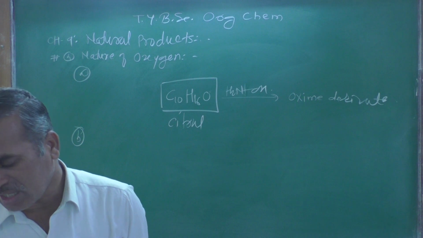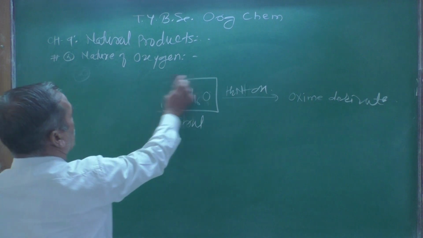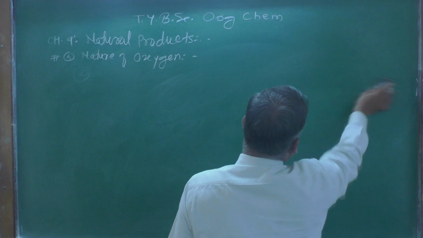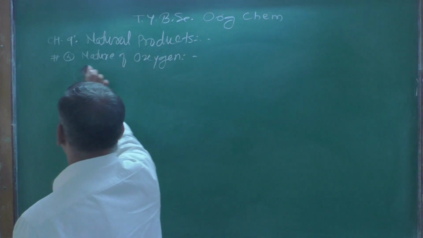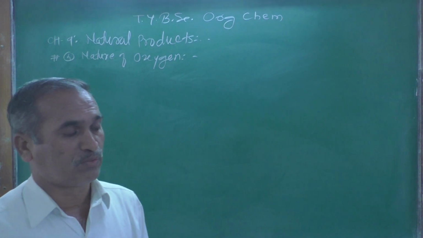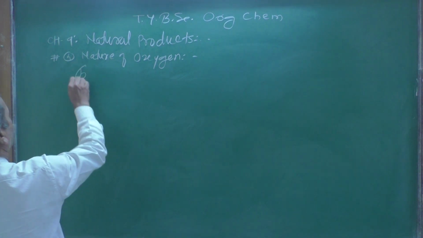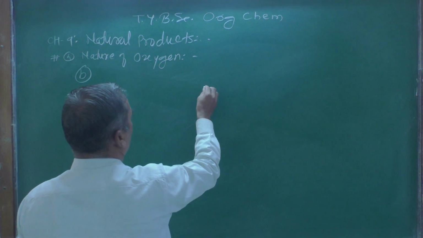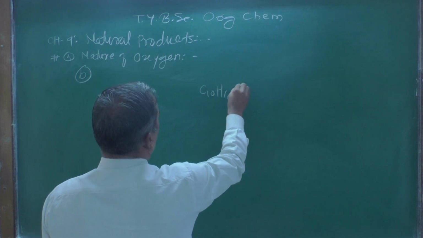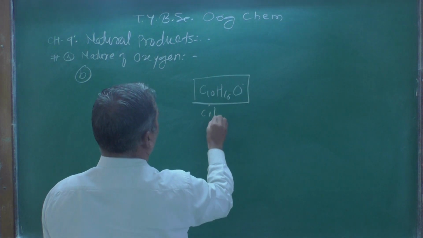Now these are the two reactions: what they suggest, what they indicate, or what they are going to prove about the nature of the carbonyl group, whether it is aldehydic or ketonic. That is point B we are learning over here. Now we know that the molecular formula of citral is C10H16O.